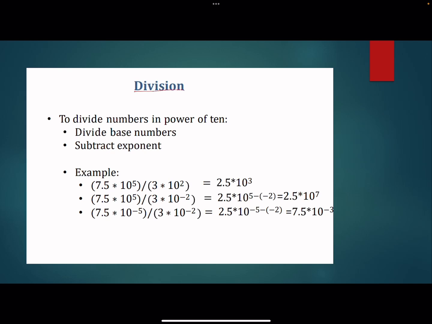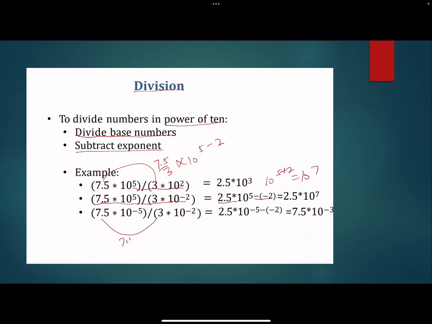Division. To divide numbers in power of 10, divide the base numbers and subtract the exponents. So here we divide the base numbers, 7.5 divided by 3, then subtract the exponents, so it will be 10 to the 5 minus 2. This one, 7.5 divided by 3, which is 2.5, then 10 to the 5 minus minus 2, so it will give us 10 to the 5 plus 2, because minus minus becomes plus, which is 10 to the 7.